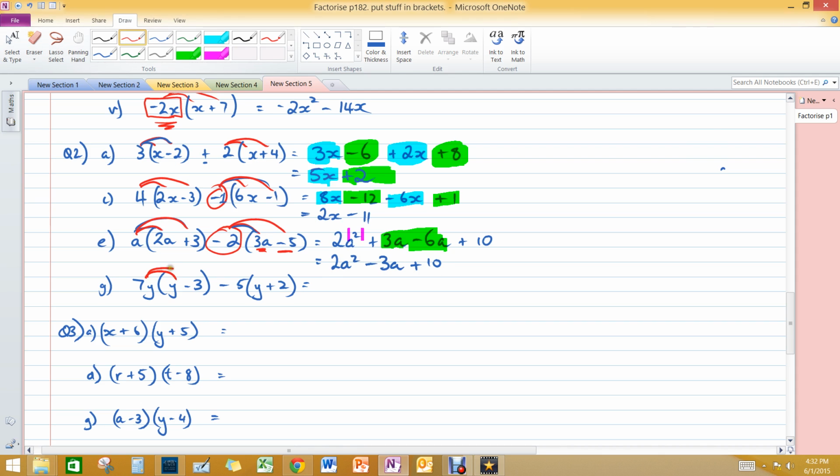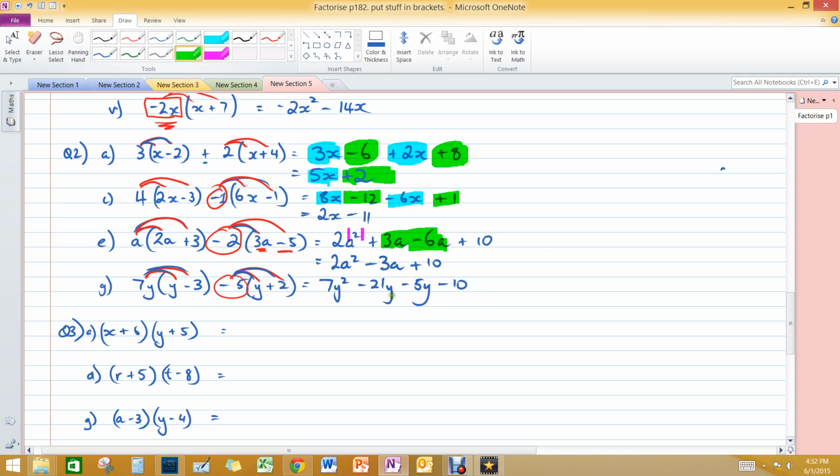Again, for this next one, we apply the distributive law. That 5, the negative, make sure that you apply that to both of them as well. So negative 7y times y is going to give me 7y squared. 7y times negative 3 is going to give me negative 21y. Negative 5 times y is negative 5y. And negative 5 times 2 is going to be negative 10.